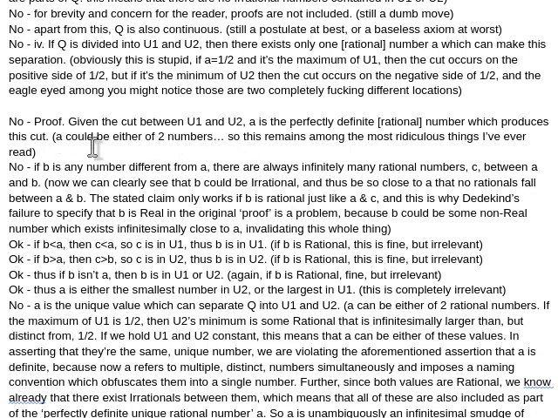Okay, so now we get to the proof. Still, no. For this first part, given the cut between U1 and U2, A is the perfectly definite rational number which produces this cut. A could be either of two numbers, so this remains among the most ridiculous things I've ever read. It cannot be perfectly definite because it can be any of two. Okay? If B is any number different from A, there are always infinitely many rational numbers C between A and B. Okay, no.